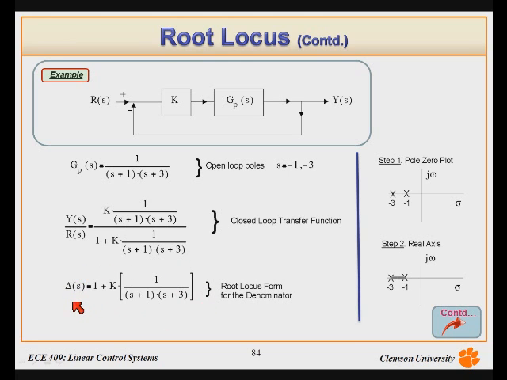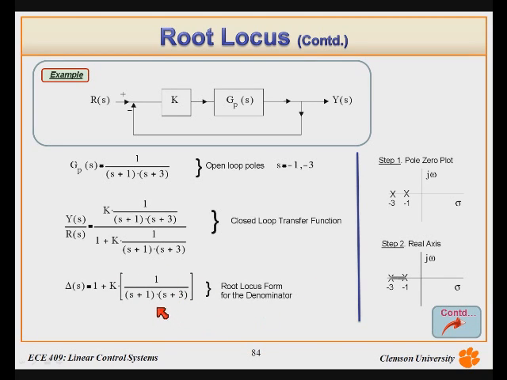This is the form we always draw the root locus for: 1 plus k times something. All the rules are developed for this form. Our first step is to do a pole zero plot for what's inside the bracket.